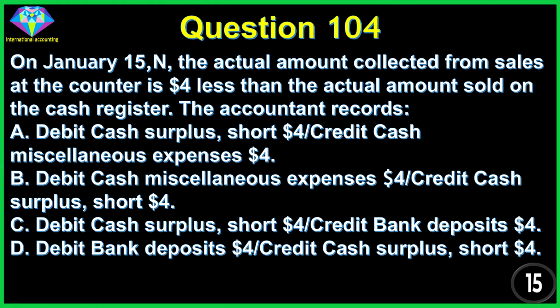B. Debit cash miscellaneous expenses $4, credit cash surplus, short $4. C. Debit cash surplus, short $4 per credit bank deposits $4. D. Debit bank deposits $4 per credit cash surplus, short $4. The answer is C. Debit cash surplus, short $4 per credit bank deposits $4.